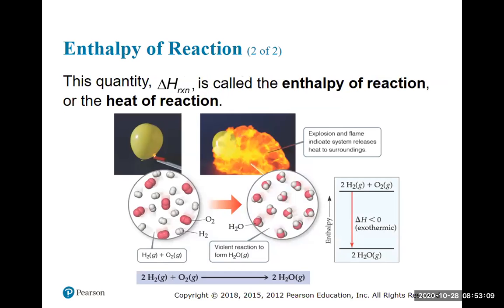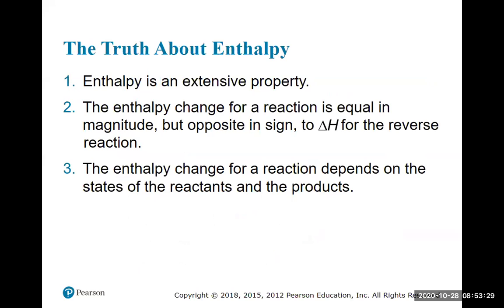We talked about delta H with the RXN subscript for reaction. So that's the enthalpy of reaction, more commonly just called the heat of reaction. And that tells us what's going on with the reaction. Is it exothermic? Is it endothermic? And if so, how much energy is involved?